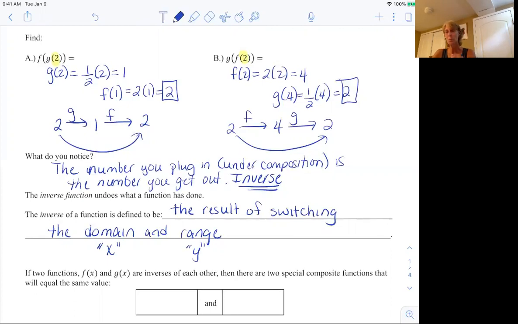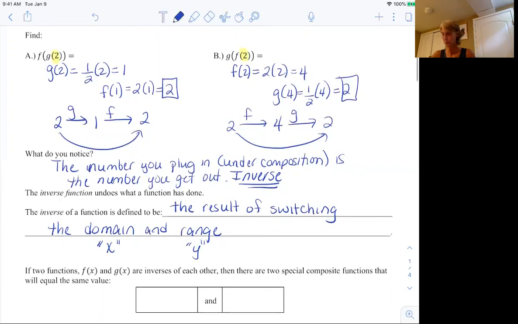Just to make a small note right here, an inverse doesn't always have to be a function. We can find the inverse of anything just by switching x and y. In special instances, when the inverse is actually a function, then it's more important to us mathematically.